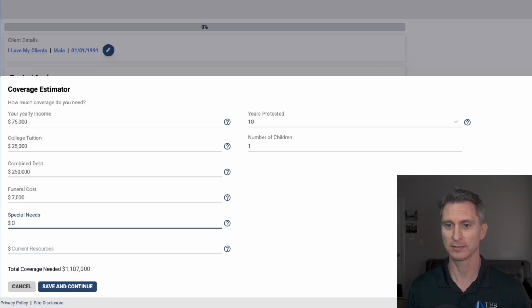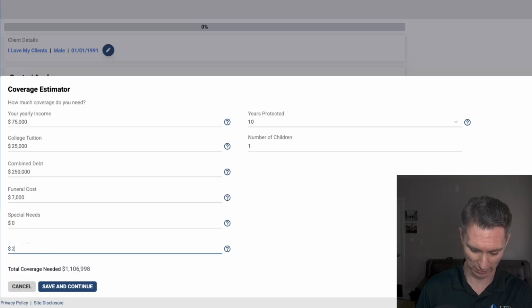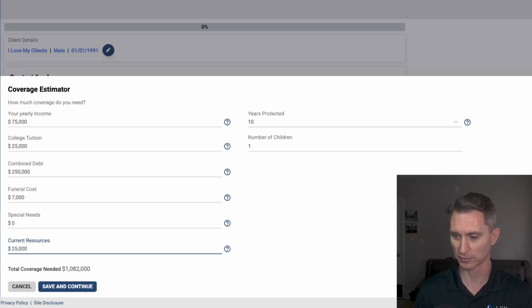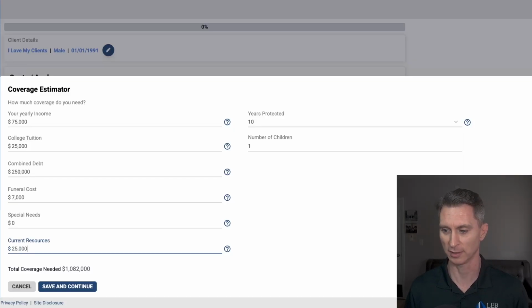And lastly is going to be the current resources. So we're going to subtract what you already have in place. So any current life insurance, savings, liquid assets, we're not trying to overinsure you. We're just making sure that there's going to be no gaps. So for current resources, let's say that we have about $25,000 in current resources that will go against the total coverage needed. And below, adding it all up, the total coverage needed based on how we answered these questions is a little bit over $1 million.